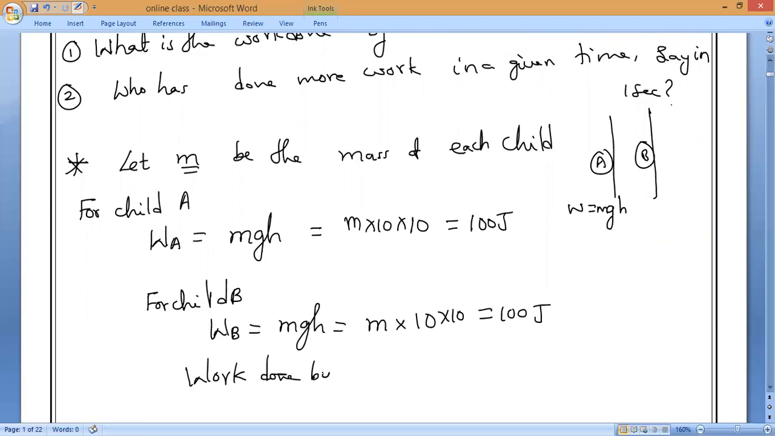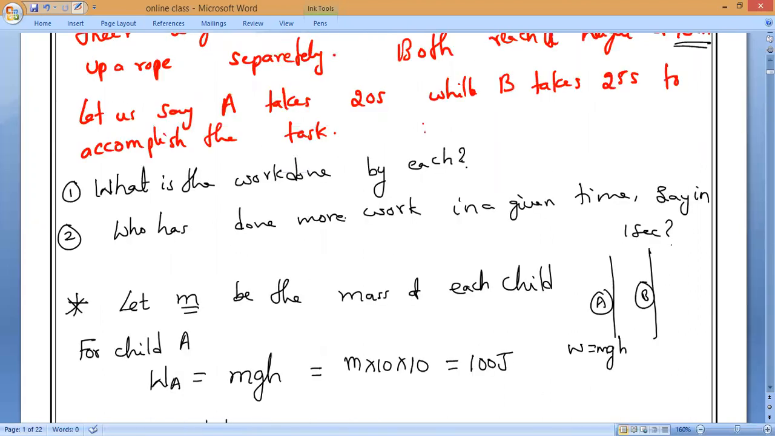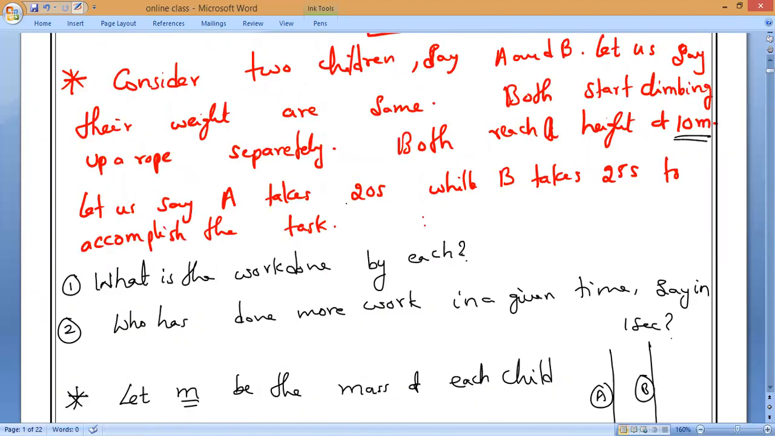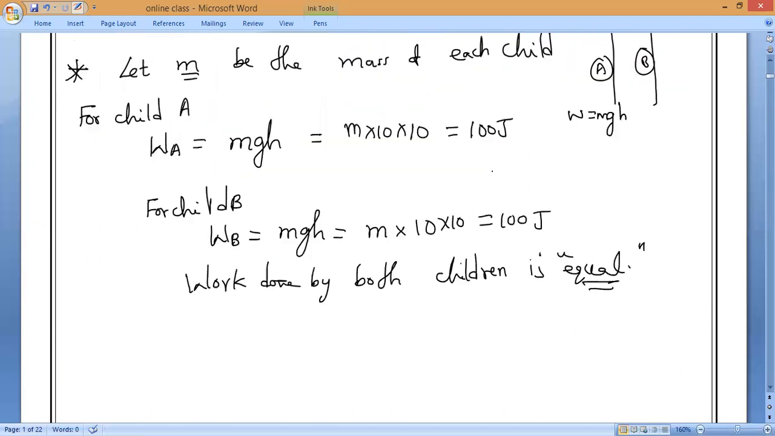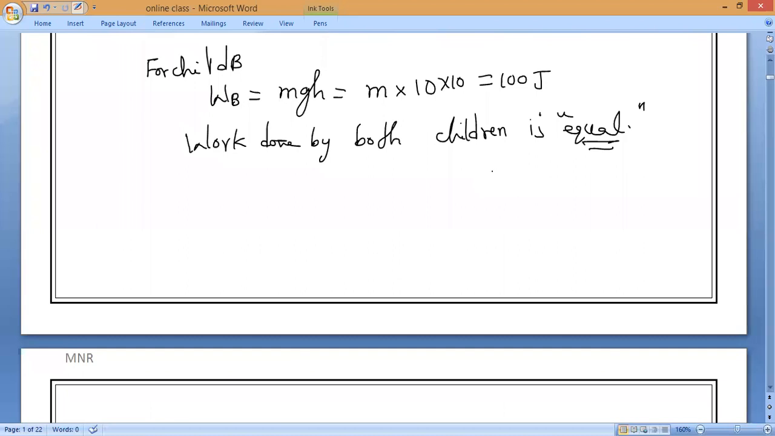Work done by both the children is how much? Both children do equal work. So that is what we are proving. But if you notice, A takes how many seconds to reach? 20 seconds. And B takes how many seconds? 25 seconds. So, if you observe, they are asking who has done more work in 1 second time.